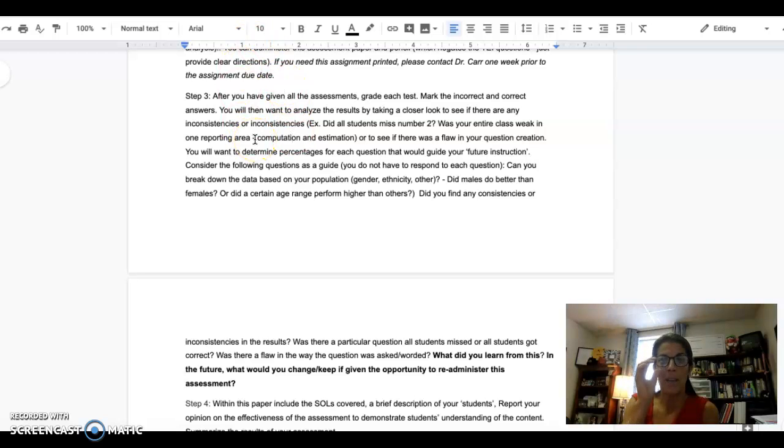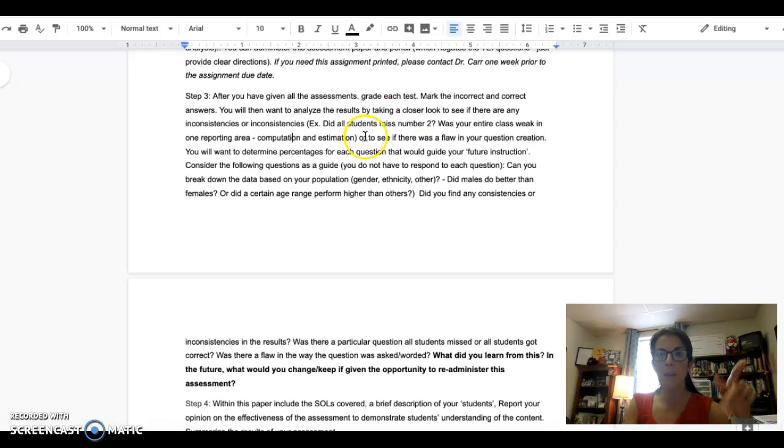After you've created your test and given it to some friends, the next thing you need to do is grade each assessment. You'll mark each question correct or incorrect, and then this is the key part of the assignment. This is where I want you to analyze the results. It's really important that teachers know how to analyze results because this is how we determine what our students know and don't know.